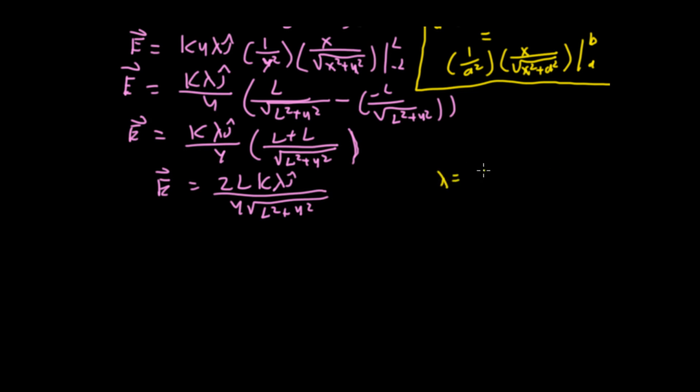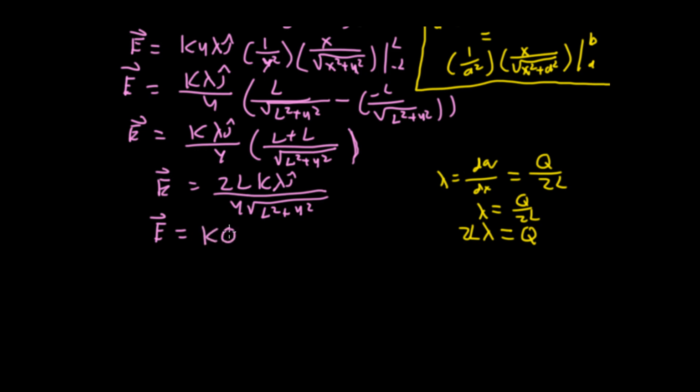Remember that lambda is equal to dq over dx, which, because lambda is uniform, is the same thing as having q over 2L. So lambda equals q over 2L. Multiplying both sides by 2L, we get 2L lambda is equal to q. And in our numerator, we have 2 times L times lambda, so we can replace it with a q. So E is equal to, and the 2L lambda goes away, replaced by q. So we get k q, q being the total charge of the rod, over y times the square root of L squared plus y squared, and then our unit vector j hat. And we're done. This is the equation.